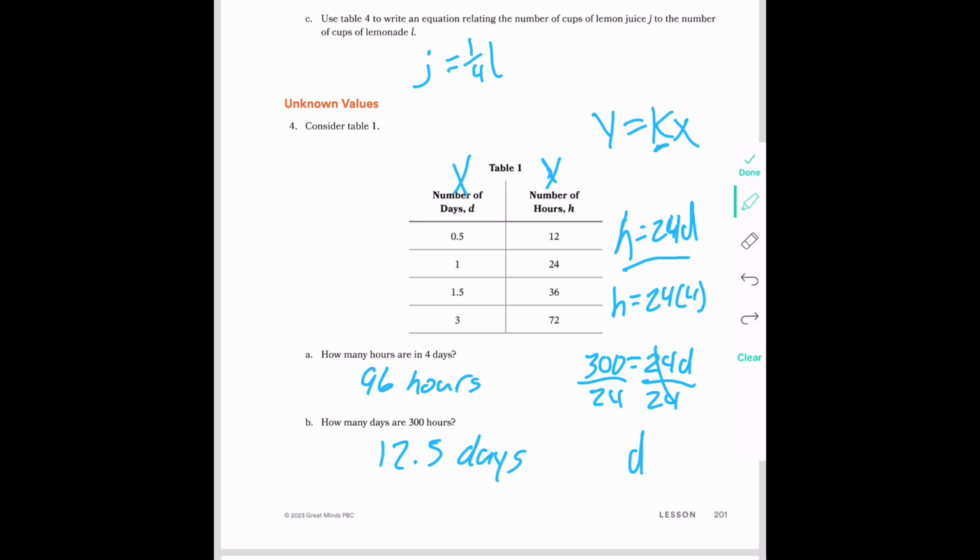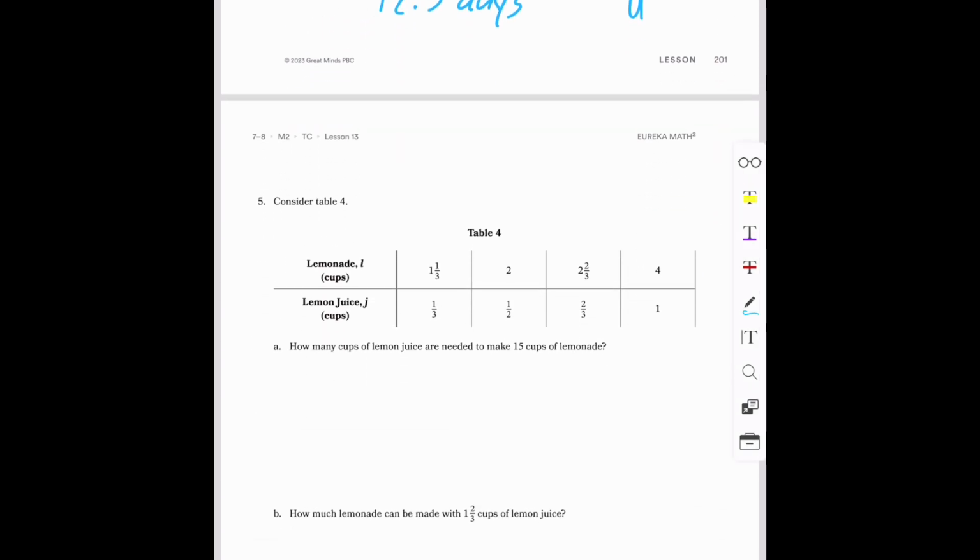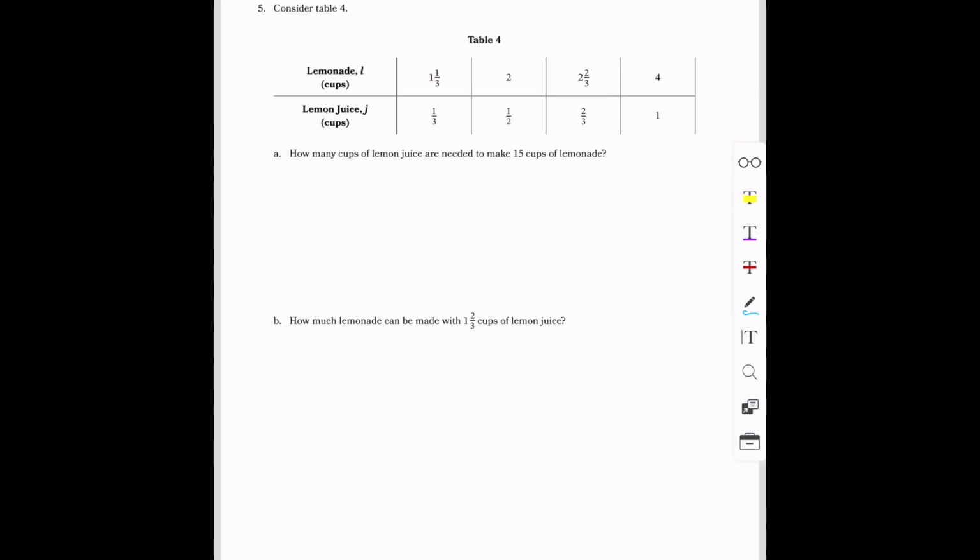Please make sure you write what these numbers represent when you're writing your answer down, because that is very important. If you just write a number and I don't know what it represents, that will be wrong. Just letting you know. Okay, so you should get the gist of what we're doing so far. So let's move on to the next problem, where now they just want us to consider the other table, which is table 4.